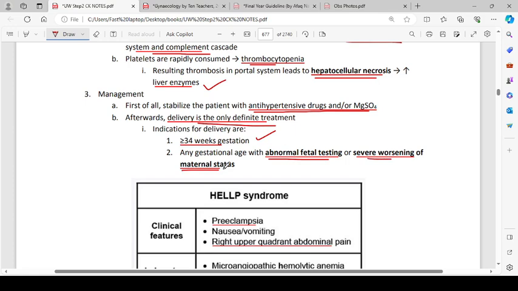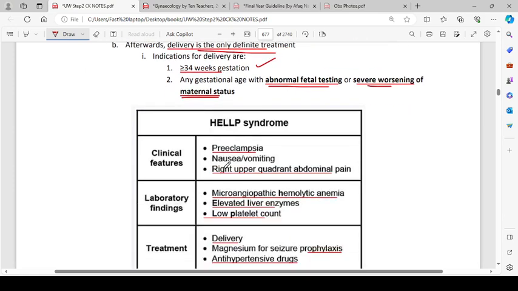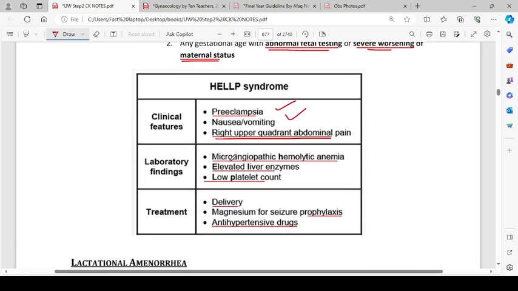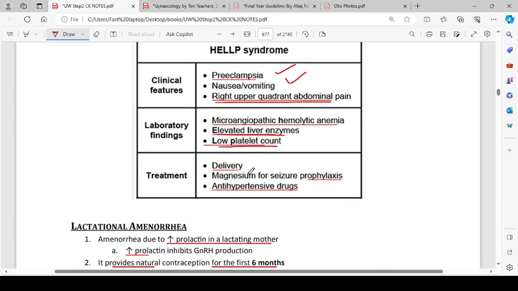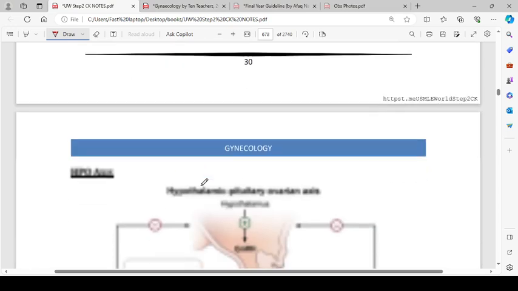of the maternal status. So HELLP syndrome, the clinical features are preeclampsia, nausea and vomiting, right upper quadrant abdominal pain, lab findings of microangiopathic hemolytic anemia, elevated liver enzymes and low platelet count, and treatment is delivery, magnesium for seizure prophylaxis and antihypertensive drugs. Okay.